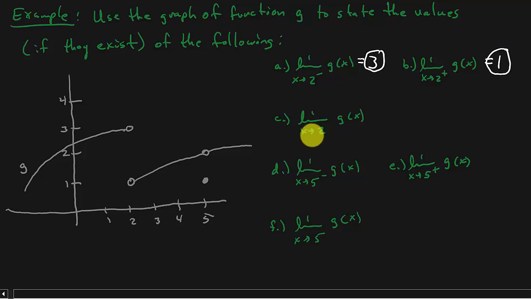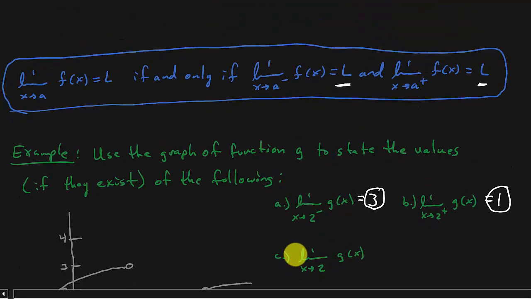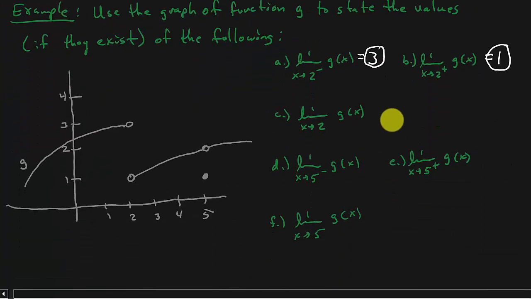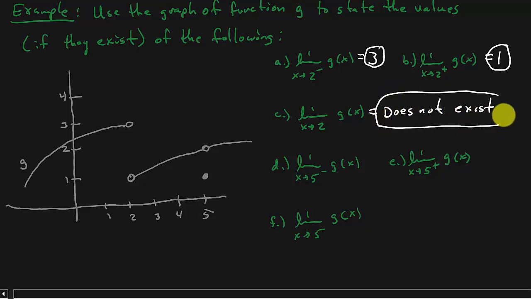So now for part C, they're asking us, well, what's the limit as x approaches 2? Well, we just saw that right here, didn't we? So we just calculated the limit from the left and the right, and we got different answers, didn't we? They're not the same. So this limit here does not exist. Okay, they're approaching 2 different y values.